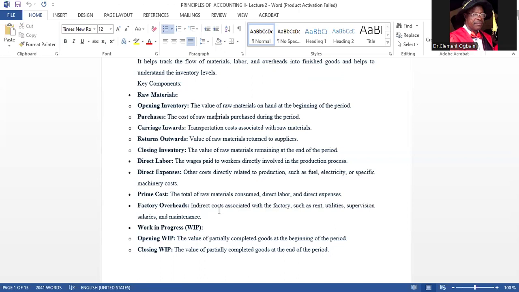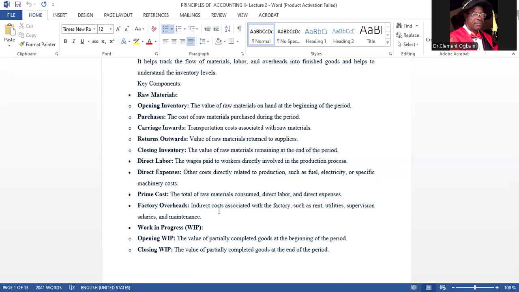So apart from that, we also have what we call the cost of labor. We have direct labor and indirect labor. Direct labor is the cost that we can attribute to units produced.